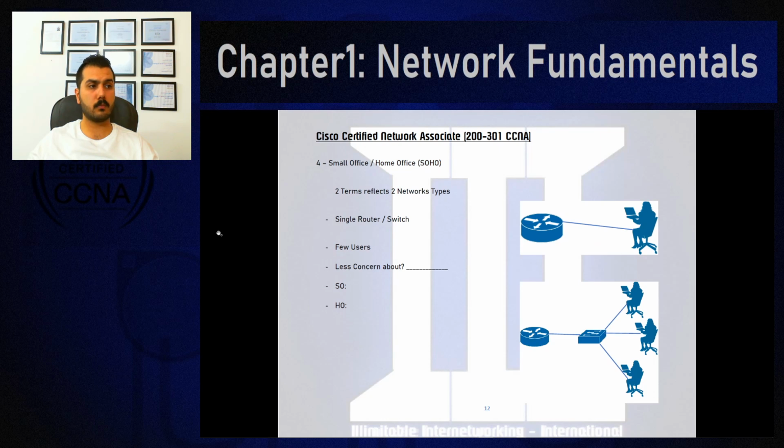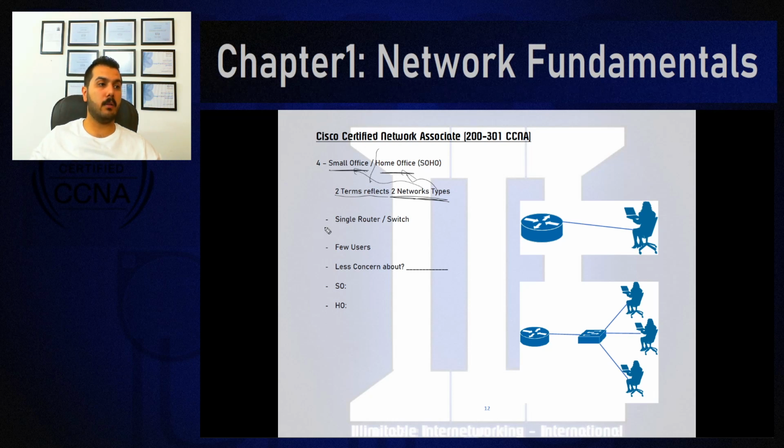Next, we have one of the smallest and simplest topologies, which are called small office, home office. Actually, these are two types of networks or two types of topologies. It's not a real big topology because, just like I said a minute ago, these are two terms that reflect two network types. This is a type, this is another type.